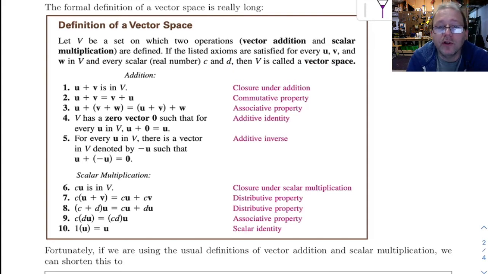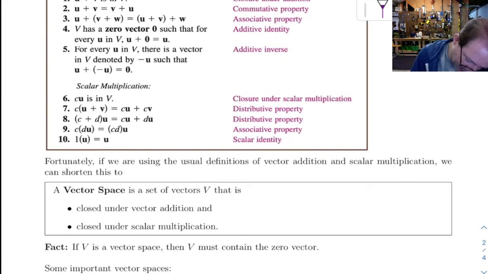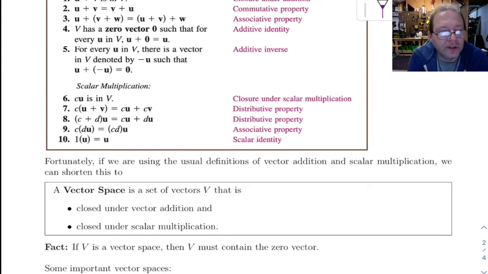Now, this is a really long definition, and the reason it's so long is because they're talking about vector addition and scalar multiplication being defined. Well, if you want to get really abstract, you can define these in different ways. But if you use the standard definitions for vector addition and scalar multiplication that we've been using, then really the only thing that is important is this down here. A vector space is a set of vectors that is closed under vector addition and is closed under scalar multiplication. So as far as we're concerned, this is the definition of vector space that we're going to use.